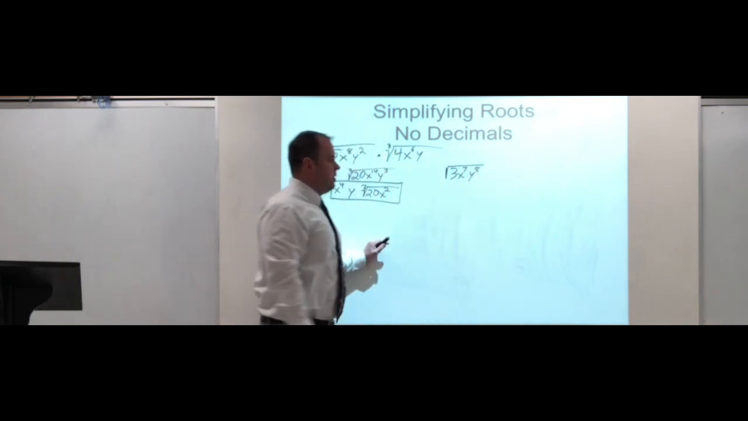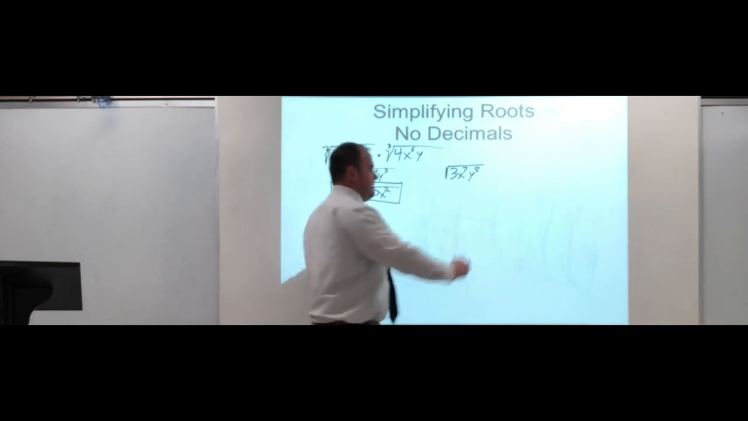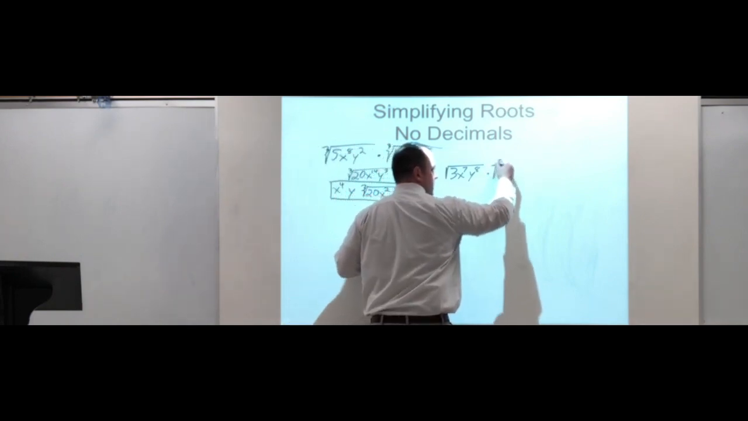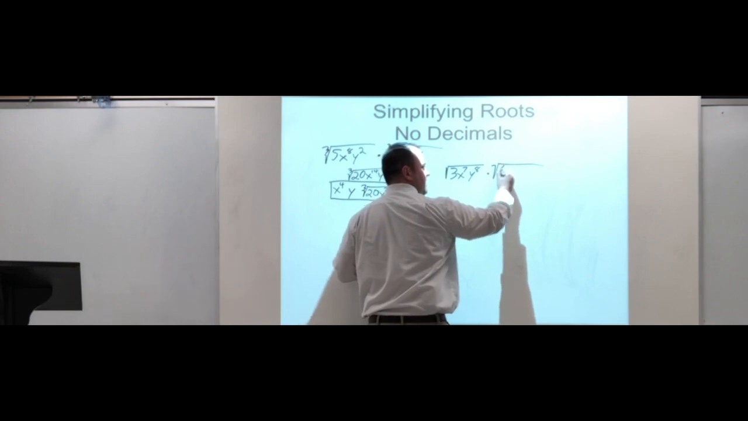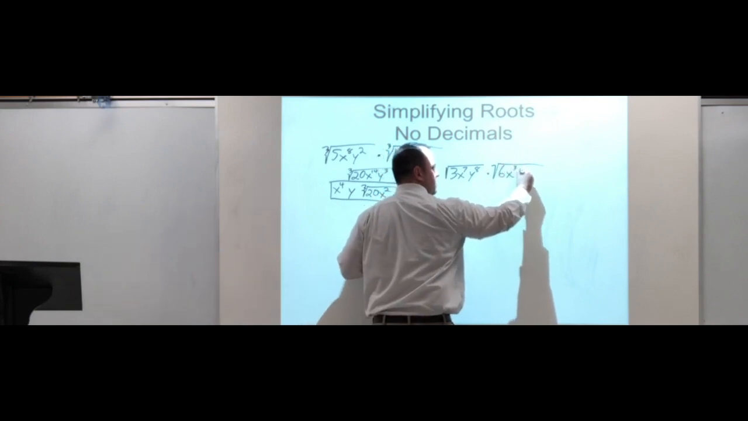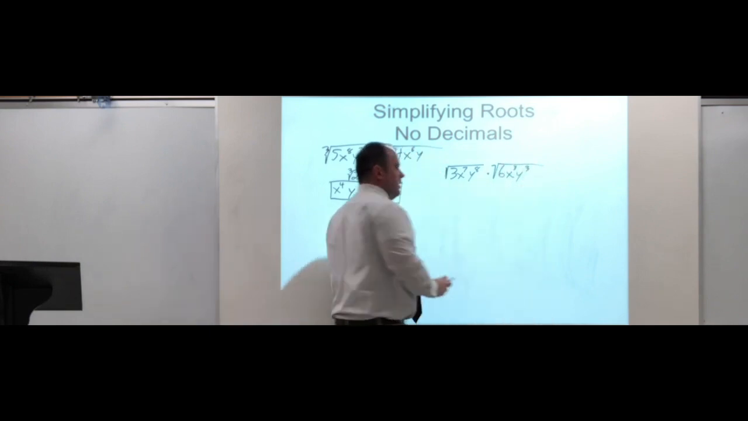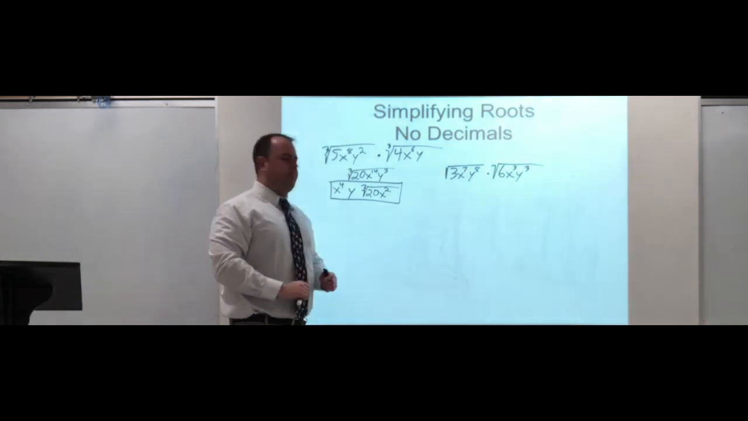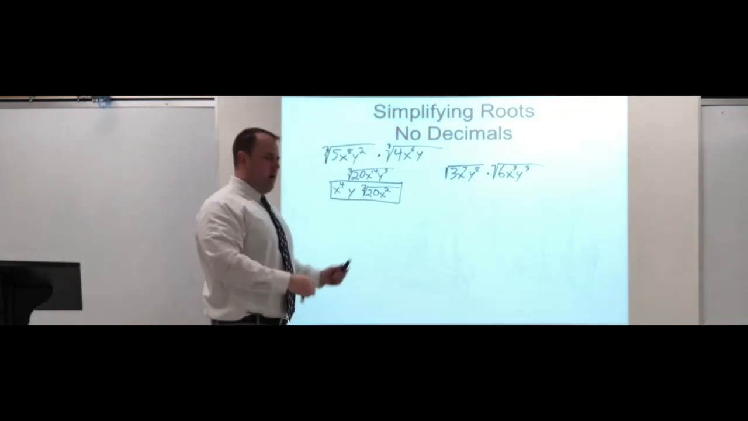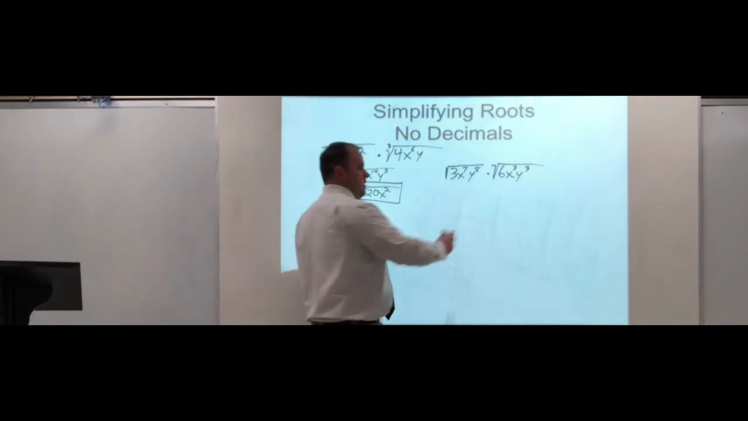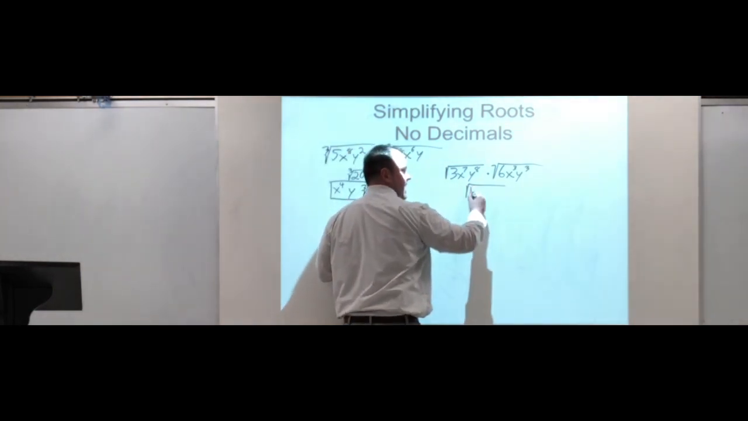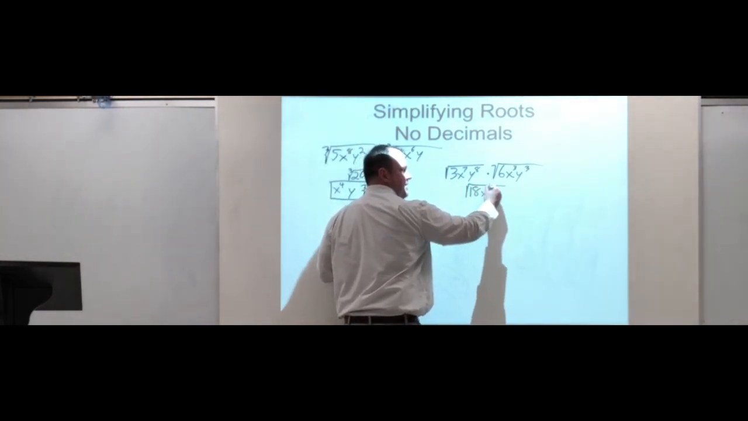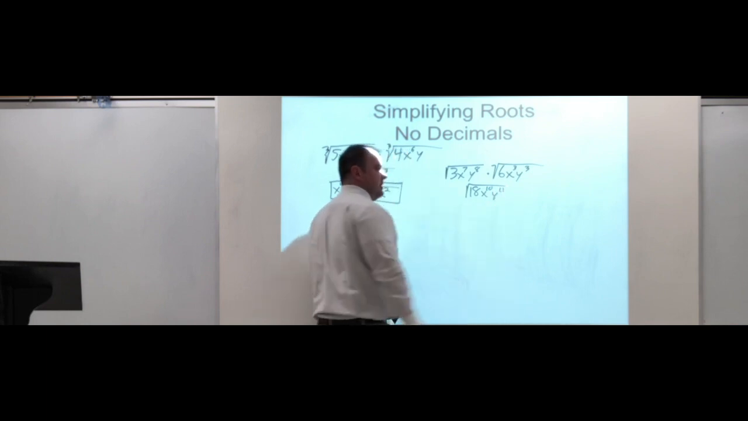So we have the square root of 3x to the 7th y to the 8th times the square root of 6x cubed y cubed. Okay, so again, I know you can simplify a little bit. Now, I'm going to do my multiplying first. Square root of 18x to the 10th y to the 11th.